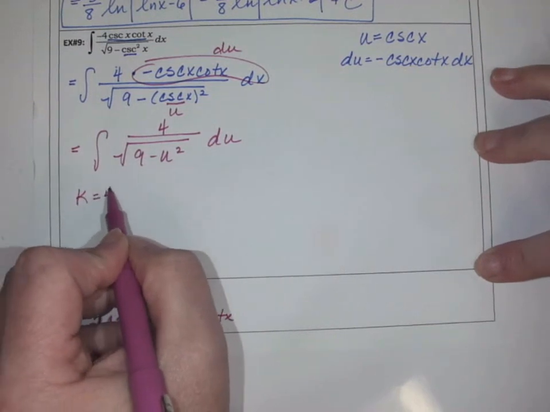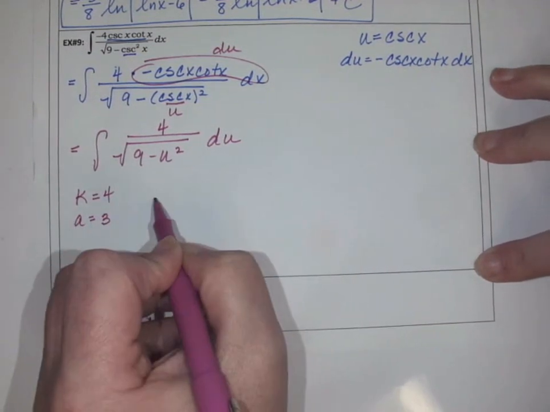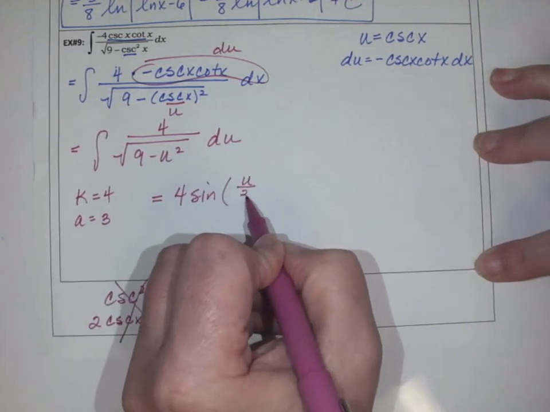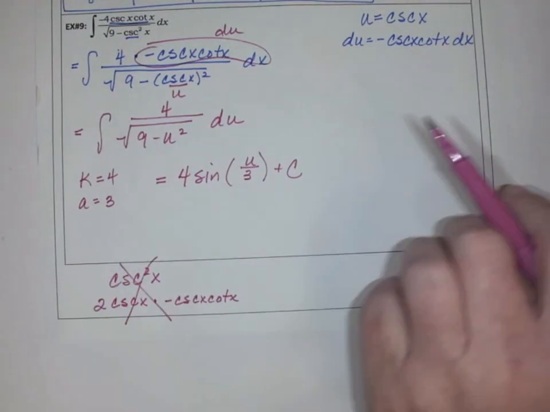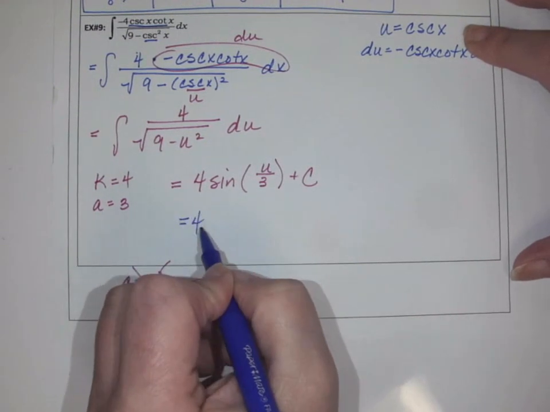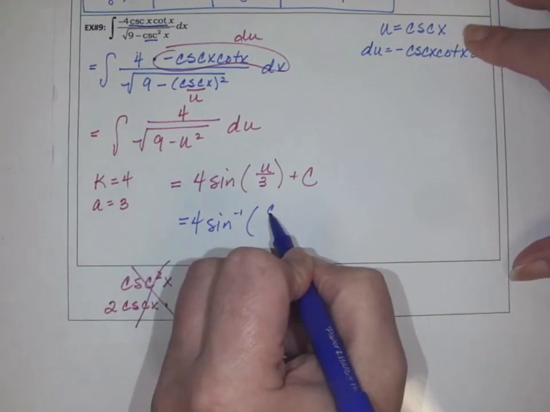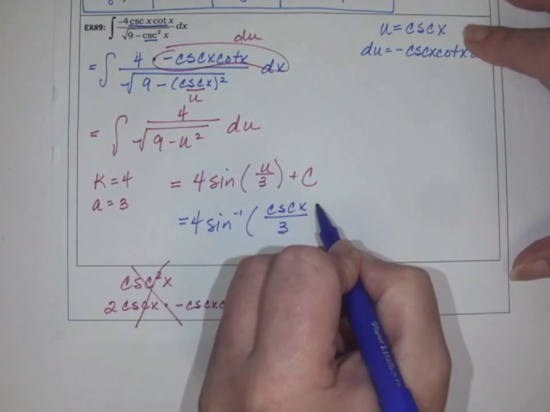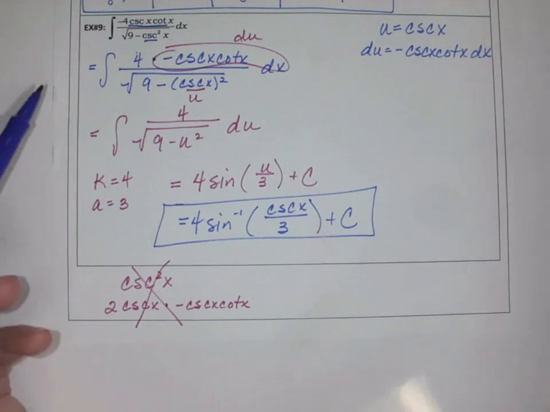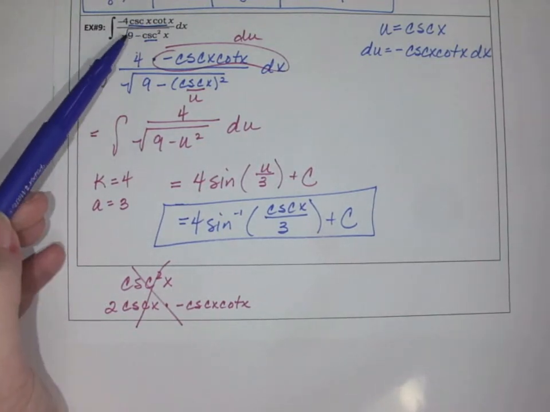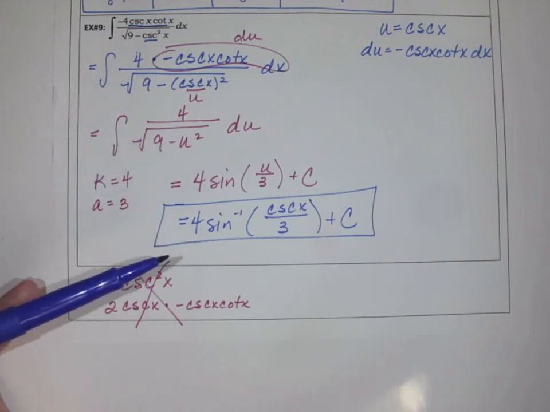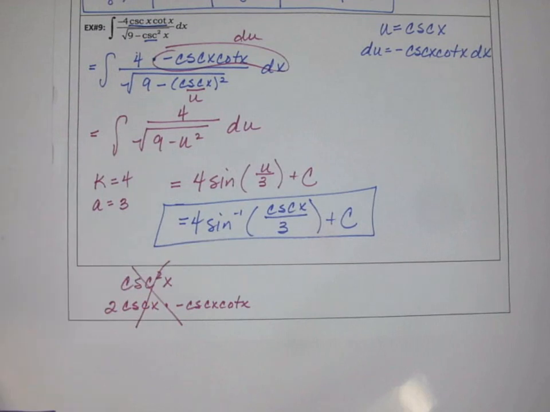So k is equal to 4 and a is equal to 3. So this integrates to 4 inverse sine of u over 3 plus c. And then if I go back and I plug in my cosecant for my u, I get 4 inverse sine of cosecant x over 3 plus c. And there we go. So again, using that u substitution to reduce the integral into something that's in simpler form, and then plugging the u back in after you've integrated it.